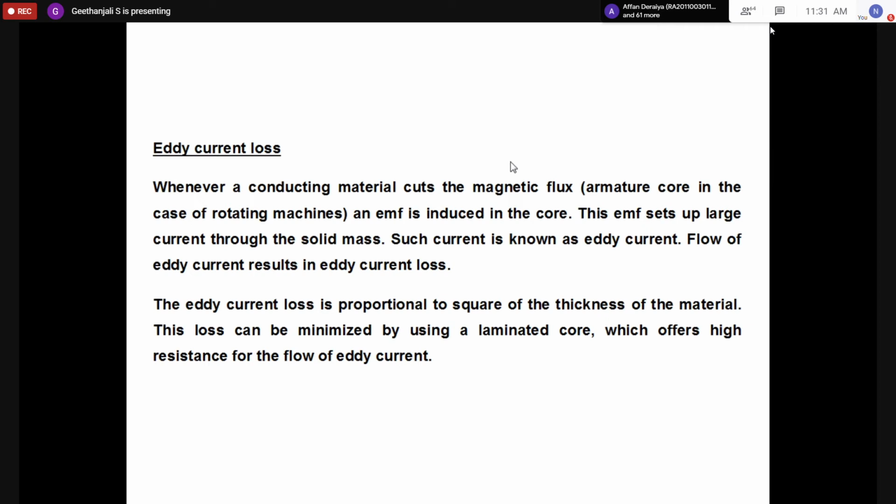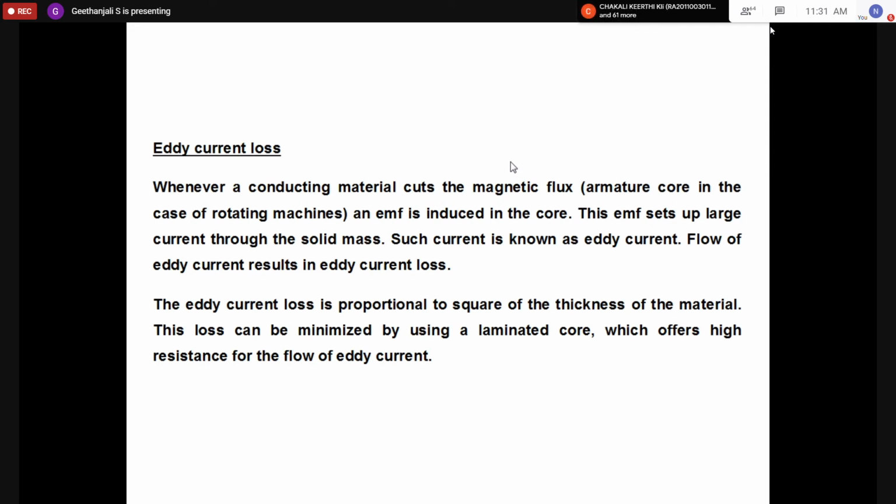Eddy current loss is proportional to the square of the thickness of the material. So if the thickness is more, the eddy current loss will be more. Thickness more means eddy current loss more. So how can you reduce the eddy current loss?